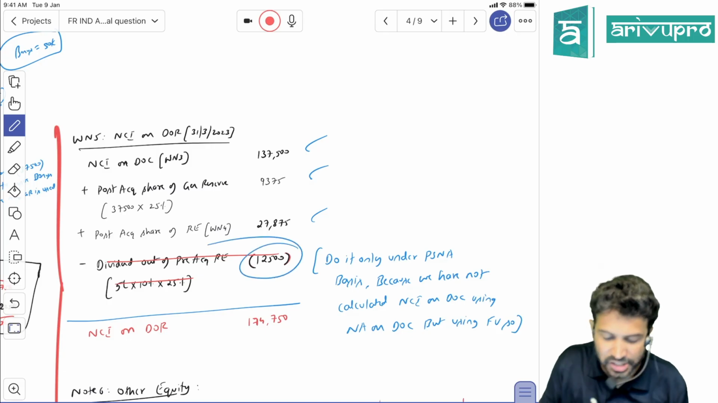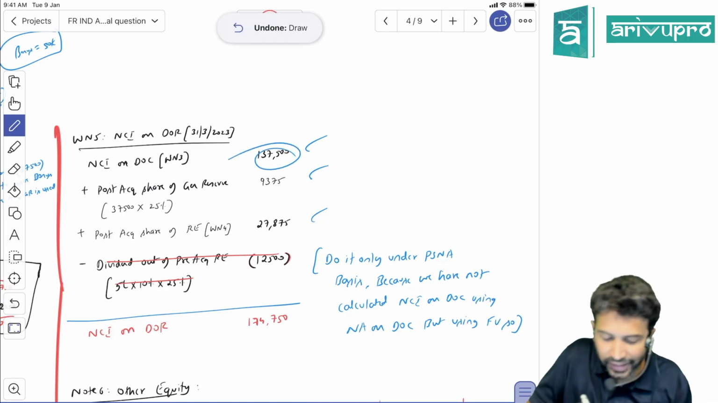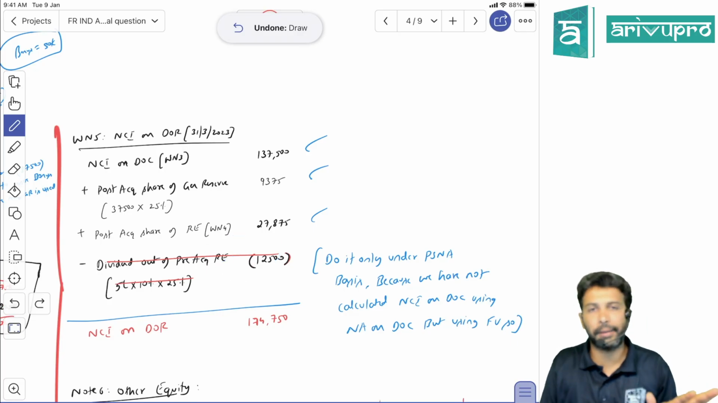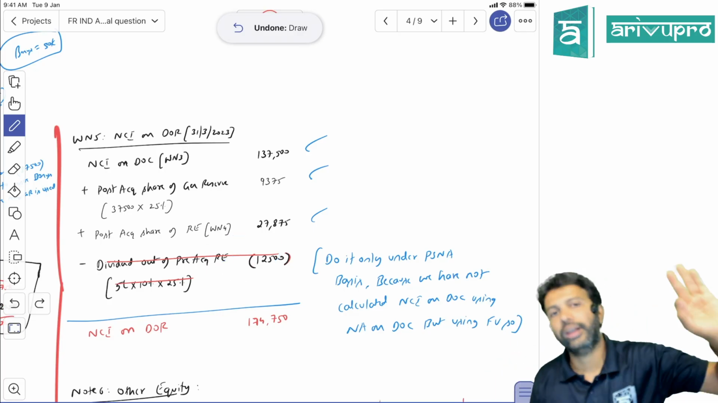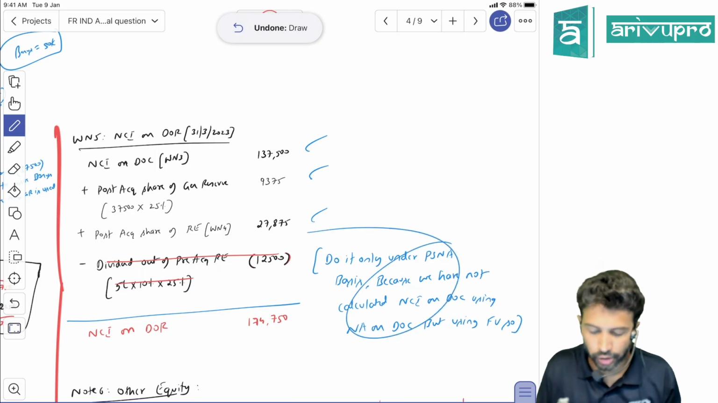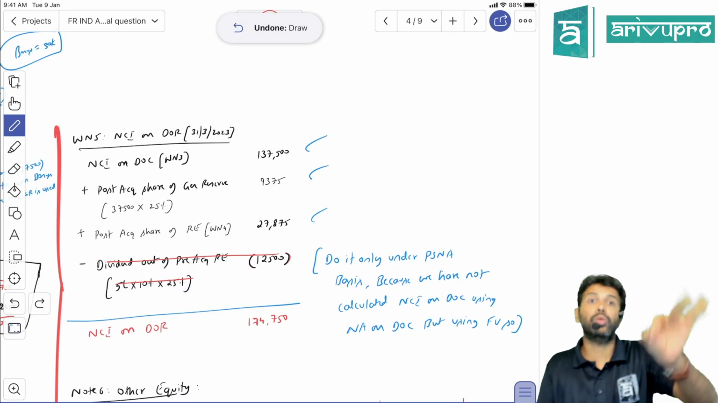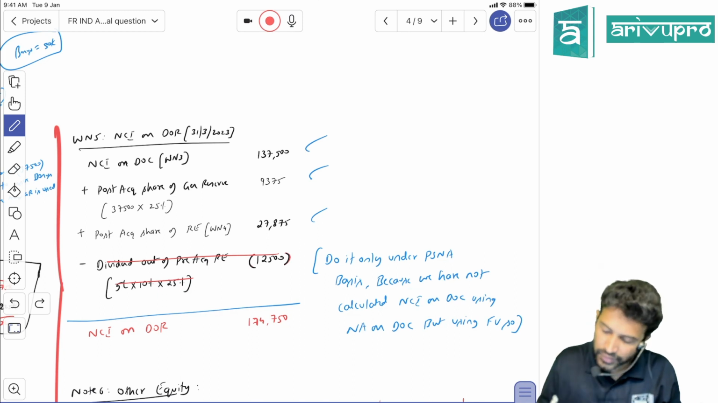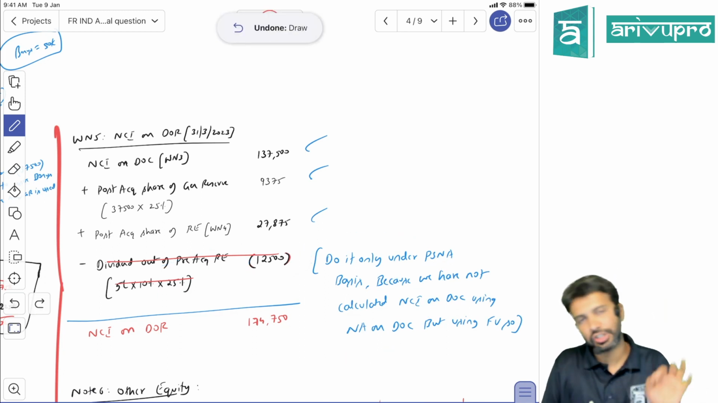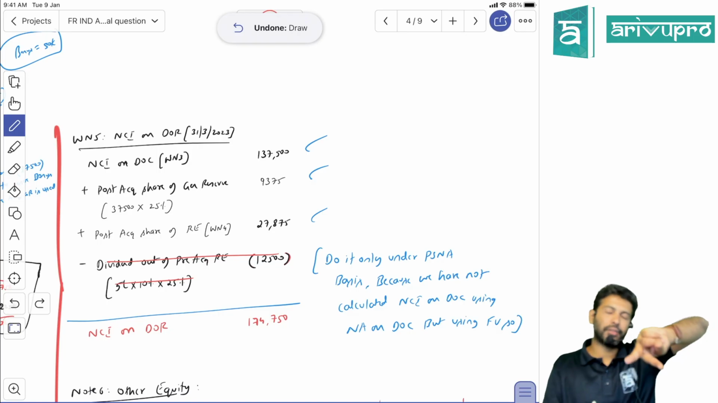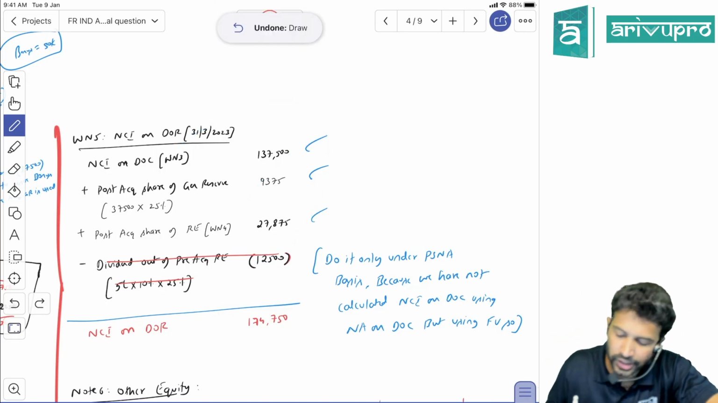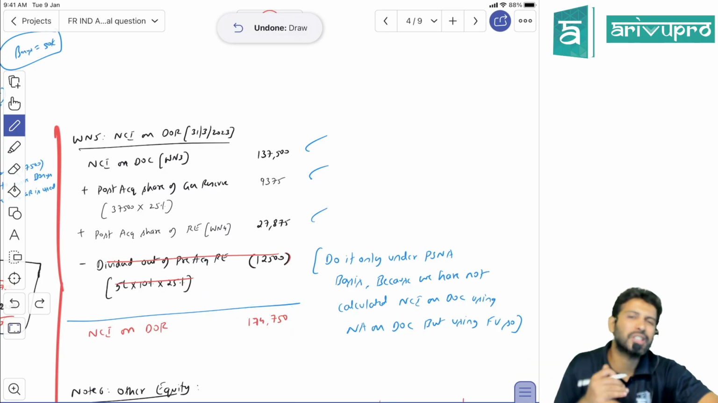Because all these adjustments are on the date of control, you have already taken the NCI on fair value terms. This particular adjustment should not be done, both here and under retained earnings. That's the reason I've written this and struck it off. So you have to reduce this pre-acquisition dividend only if they say NCI is valued under PSNA basis, proportionate share of net assets basis. If they say fair value basis, then this adjustment is not required. That's the differentiating factor between the DEF question and this question. So do this plus minus, and you'll get NCI on the date of reporting, which is 174,750.